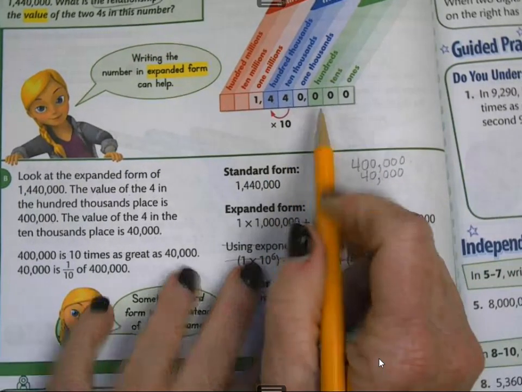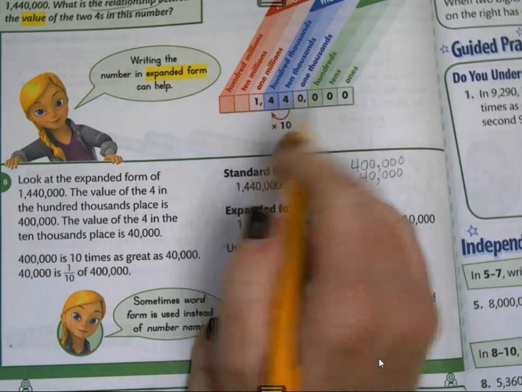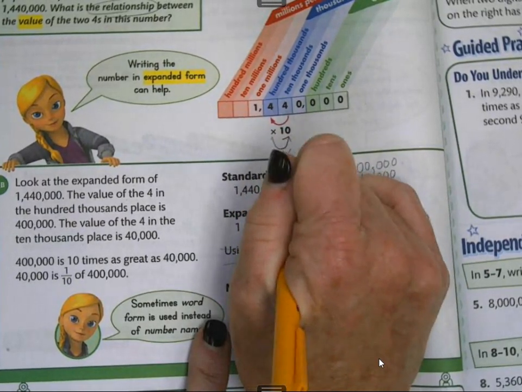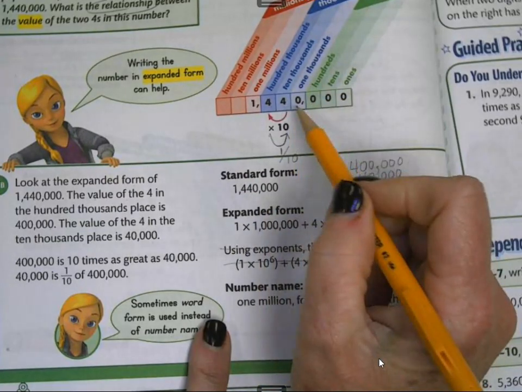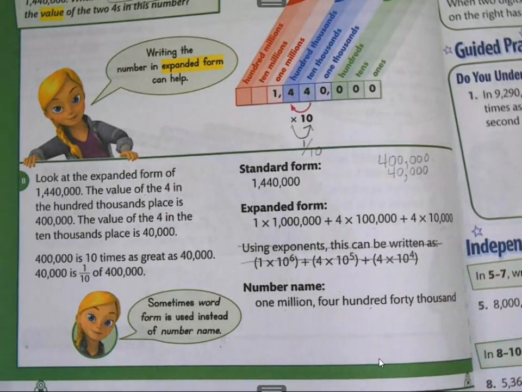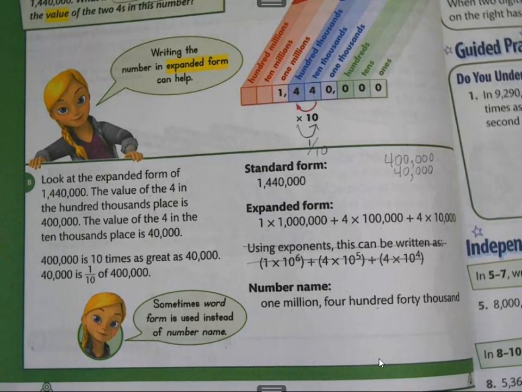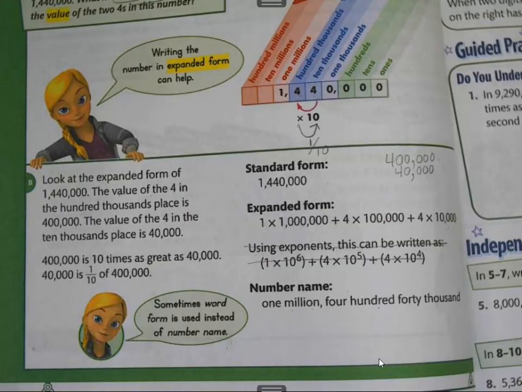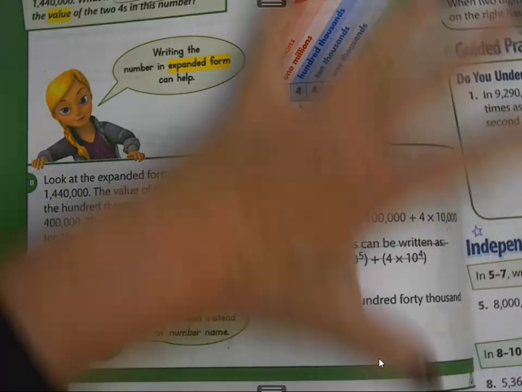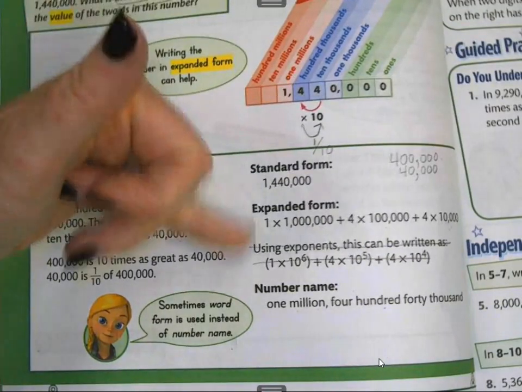Now, you could read it backwards and you could say that 40,000 is 1/10 the value of 400,000. So we could move the arrow this way and say that 40,000 has 1/10 the value of 400,000. All right, it's smaller. It takes 10 of those to make one of the 400,000. All right, so we are looking at place value positions, but then all of a sudden they want to take you back to review standard, expanded, and number name.